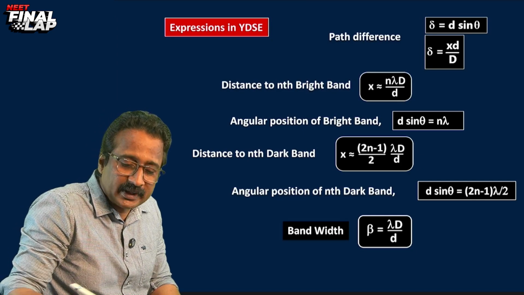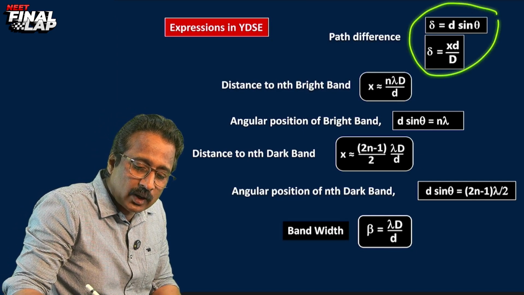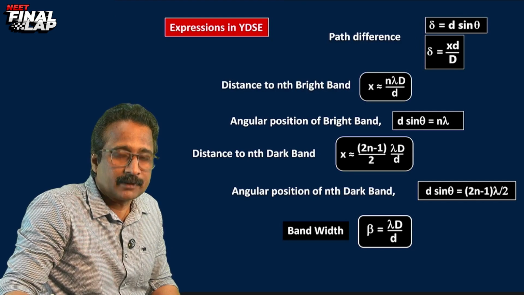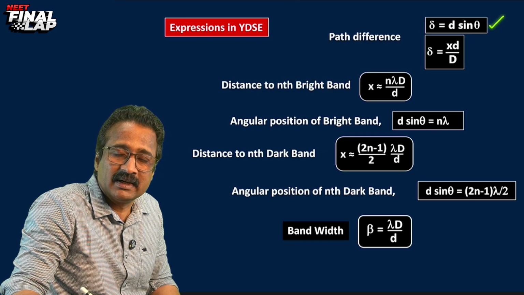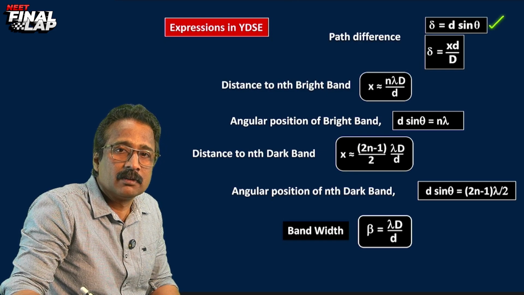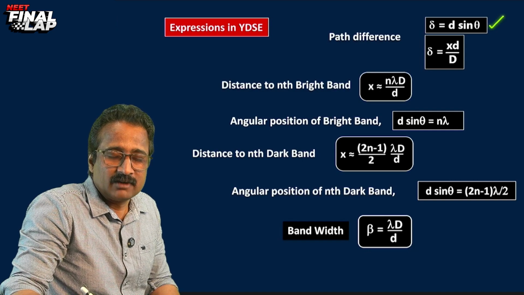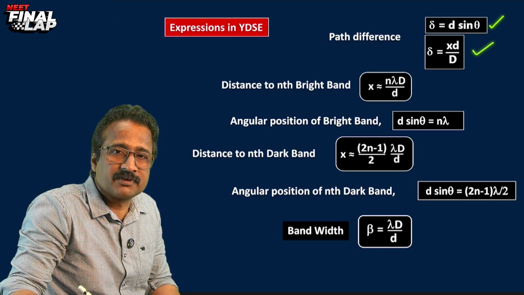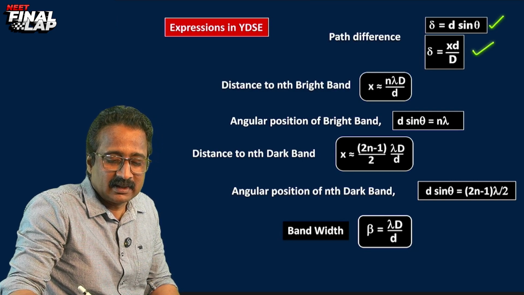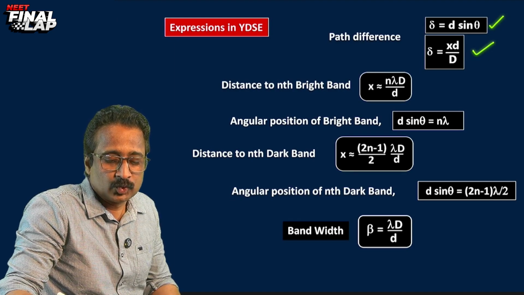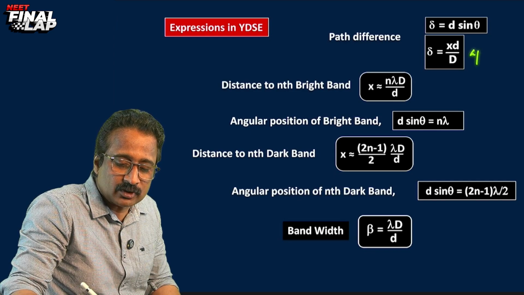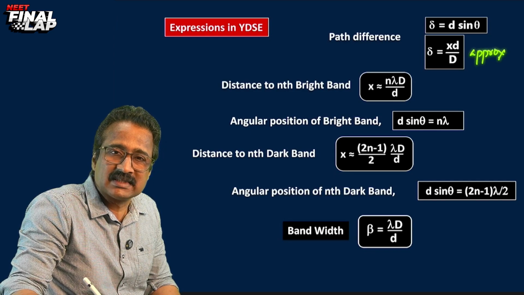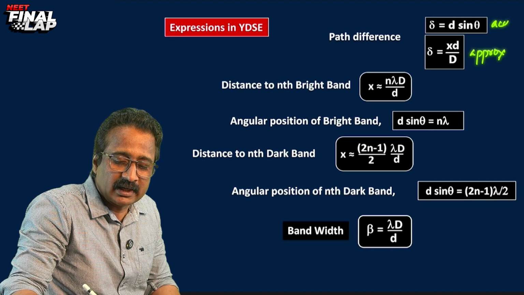I have given you two expressions for path difference, and one is accurate and the other is approximate. If you want to get the path difference exactly, certainly del is given by d sine theta, where theta is the angular position of that point. And if you want an approximate equation for path difference at a certain point, then del is equal to xd by D. These are the two equations you will require to deal with path difference. So remember, the second equation is approximate only, while this one is more accurate.